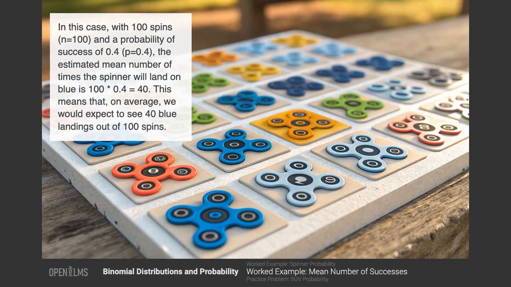In this case, with 100 spins, n equals 100, and a probability of success of 0.4, p equals 0.4, the estimated mean number of times the spinner will land on blue is 100 times 0.4 equals 40. This means that, on average, we would expect to see 40 blue landings out of 100 spins.